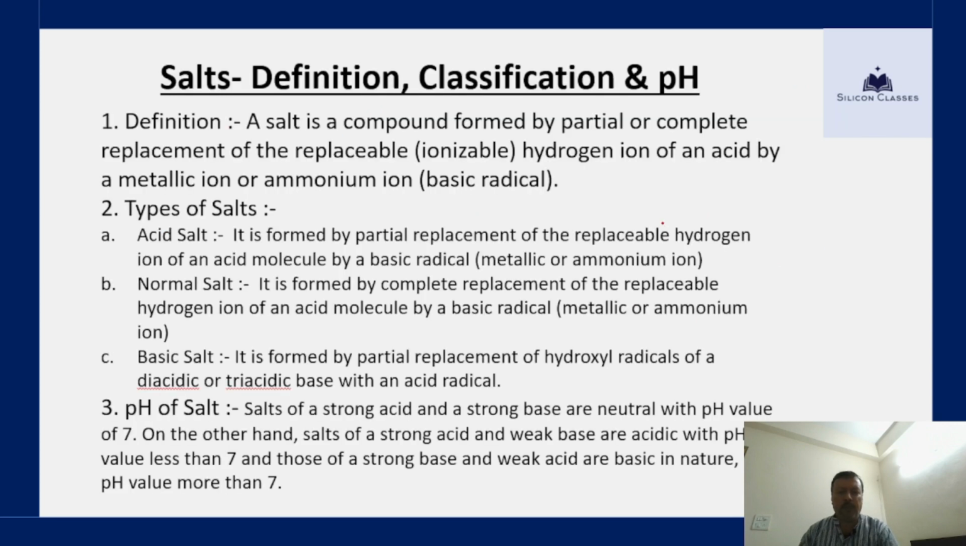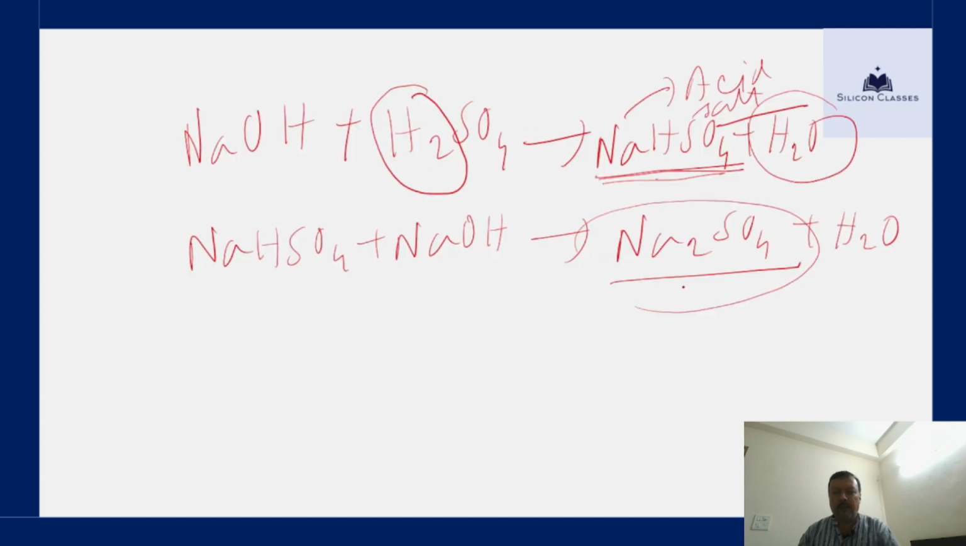Number two, normal salt. It is formed by complete replacement of the replaceable hydrogen ion of an acid molecule by a basic radical. Sodium sulfate. Here, all the replaceable hydrogen ions of sulfuric acid are replaced by the hydroxide ion of sodium hydroxide. So this is the normal salt.